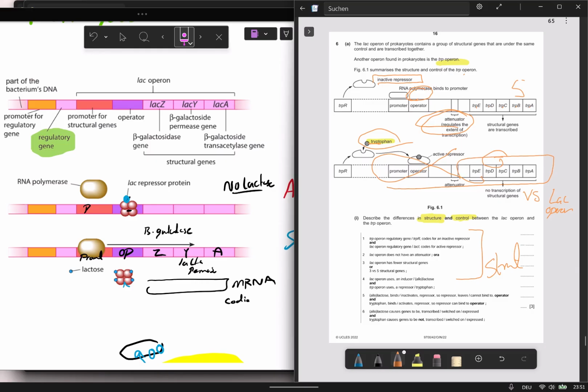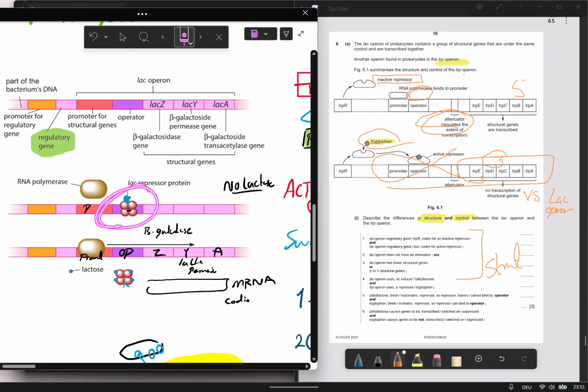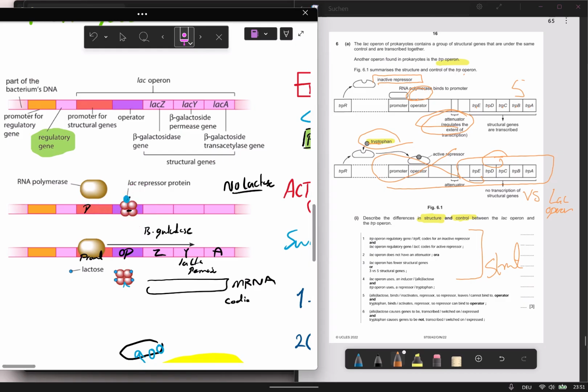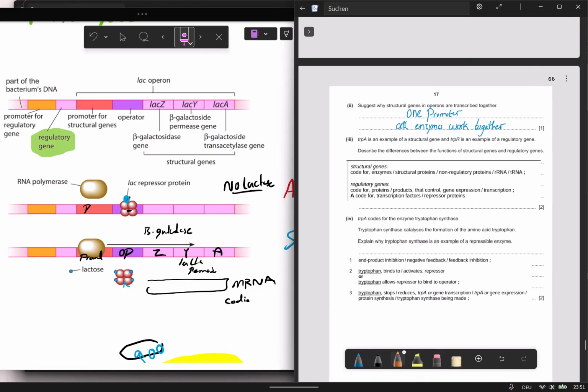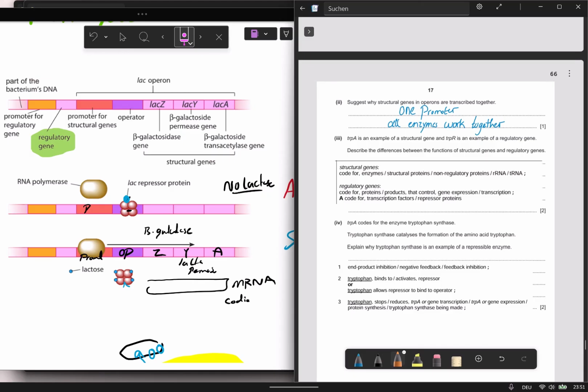While in the lac operon, that's the opposite. The lac operon is normally repressed because as long as there's no lactose, the repressor is bound, so the RNA polymerase cannot bind. But when there is lactose, now the RNA polymerase can bind. Okay, so the lactose normally causes the genes to get expressed, while the tryptophan normally causes the genes not to be expressed.